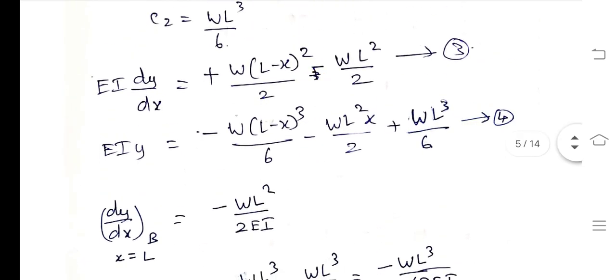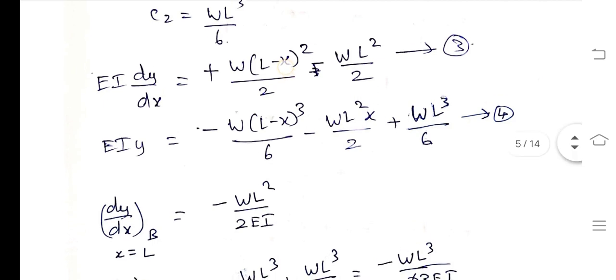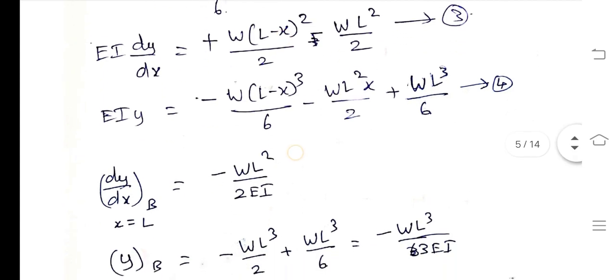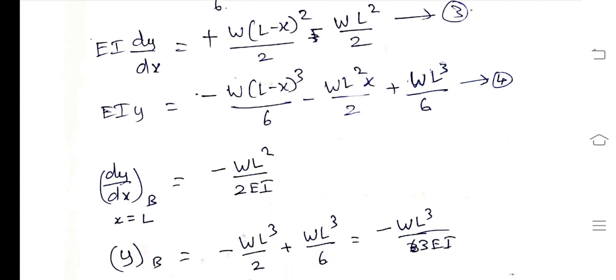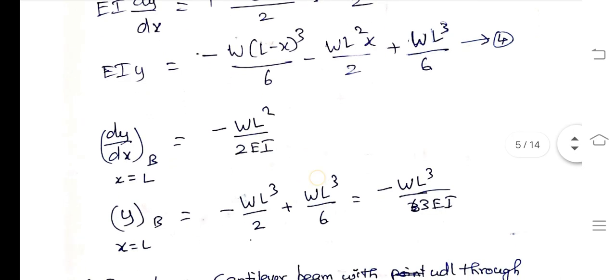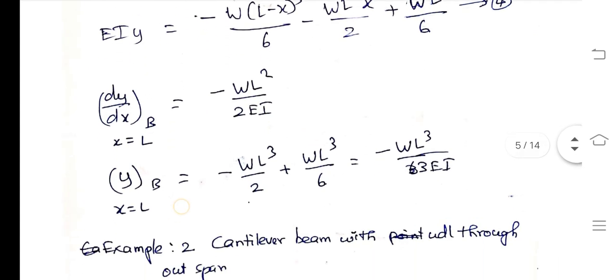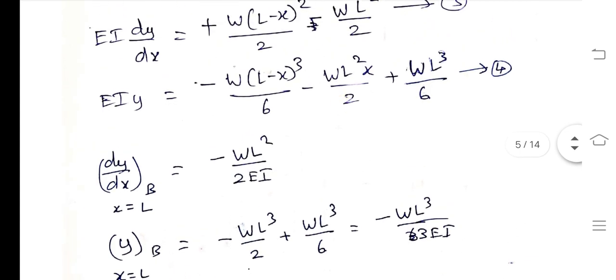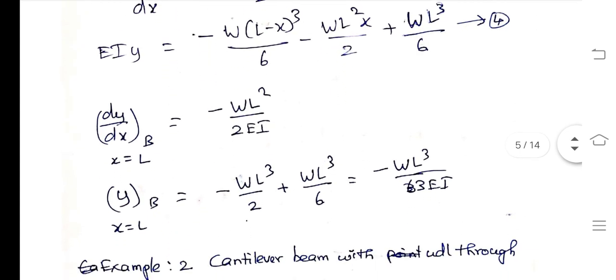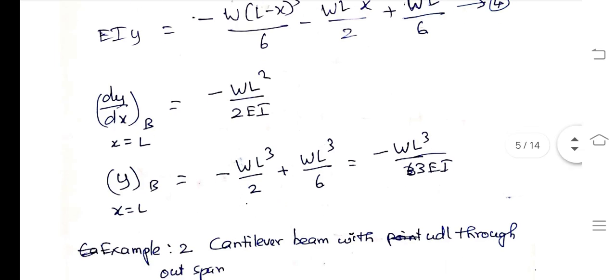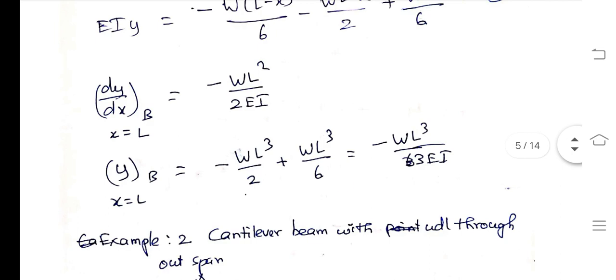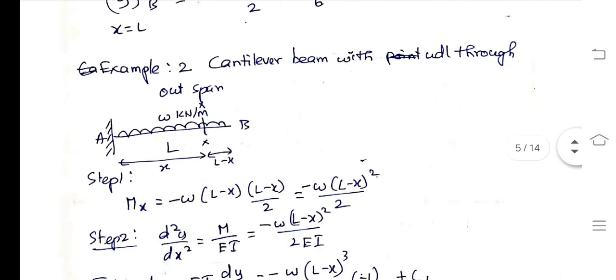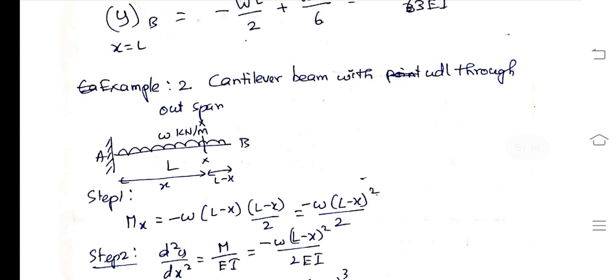Substitute x as L in the slope equation, and you will get the equation as WL square by 2EI. Then substitute the x value as L in the deflection equation, and you will get the deflection at the point B. Similarly, at whichever point you need it, calculate the x value and substitute it. Then next thing is a cantilever beam with UDL throughout.